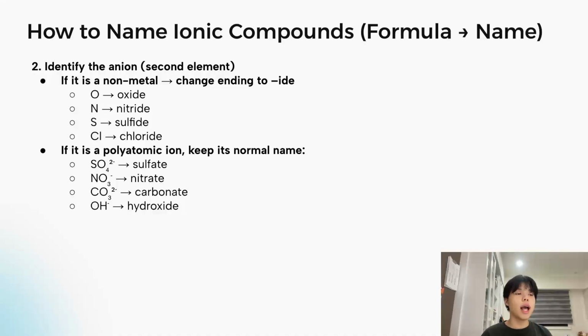Second, identifying the anion, which is the second element. If it is a non-metal, we change the ending to IDE. So oxygen changes to oxide, nitrogen to nitride, sulfur to sulfide, chlorine to chloride. We change the ending to IDE for non-metals. If it is a polyatomic ion, just state its normal name. So SO4 2 minus, sulfate; NO3 minus, nitrate; CO3 2 minus, carbonate. Just state its name.